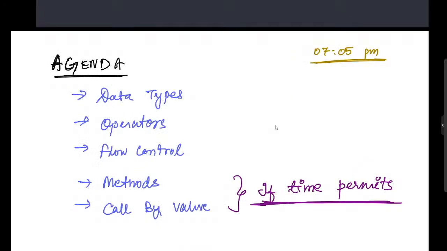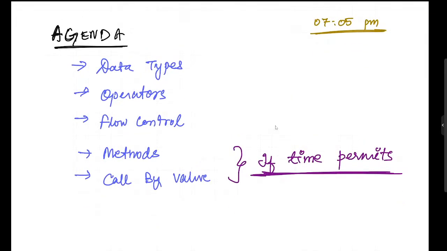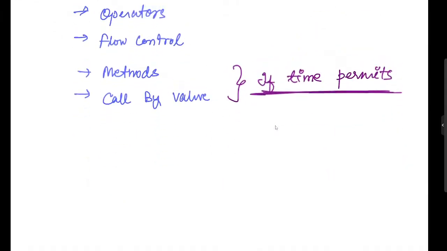Now today we are going to have some more stuff. Yesterday I missed out on data types and operators, so I'm going to cover them today as much as possible, and we'll see if we can cover flow control, methods and call by value. If not today, we'll cover them tomorrow. Okay. So I'll go ahead and start.